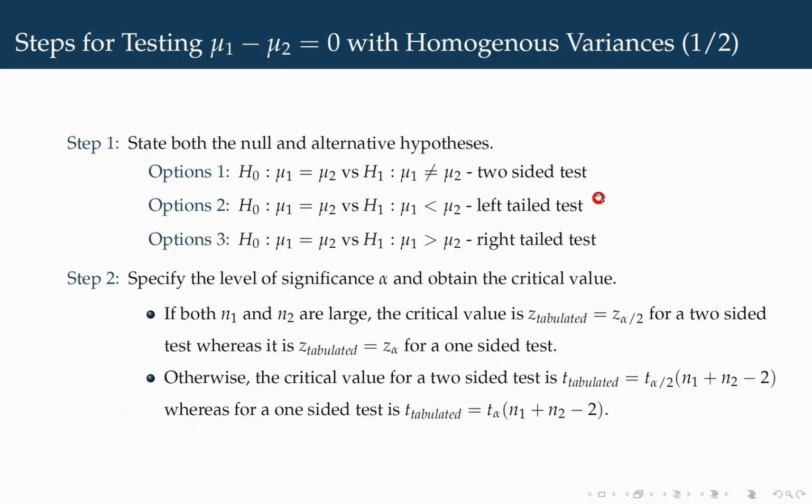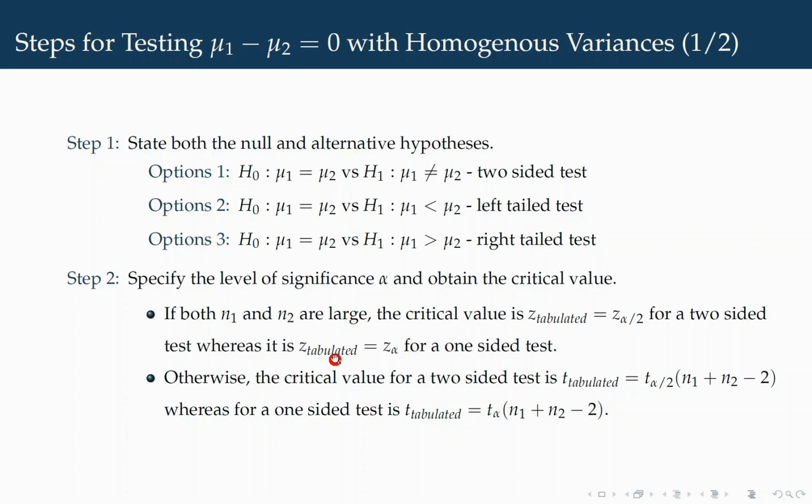But if we have a one-sided alternative hypothesis or a one-sided test, which could be a left-tailed test or a right-tailed test, in that case, the critical or tabulated value is obtained as Z alpha. And this Z alpha is nothing but the critical value determined based on the standard normal distribution, under the assumption that both sample sizes n1 and n2 are large.